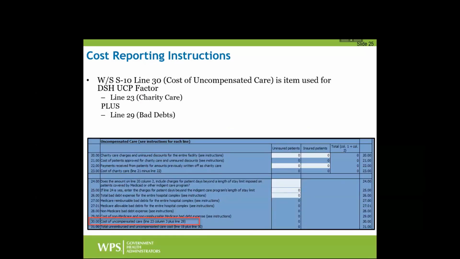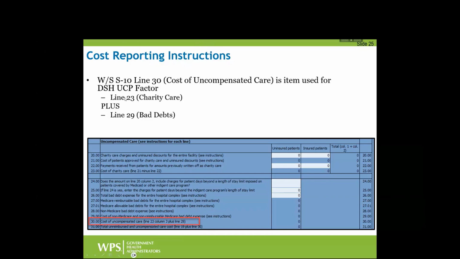So now let's go into the actual data that we are reviewing, the data that CMS is using. If you go to worksheet S-10, line 30 is ultimately what CMS is concerned with. And that is basically the sum of your charity care cost and the bad debt cost, which we'll define in just a bit. But notice that there is actually a line 31 after that. It takes line 30 plus information all the way from back on line 19. We understand some of the Medicaid programs might be using that data for one reason or another, but Medicare does not use it for anything. We only use line 30.